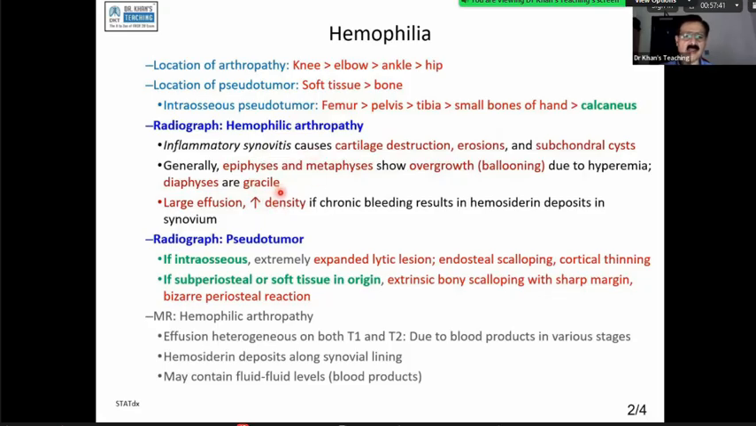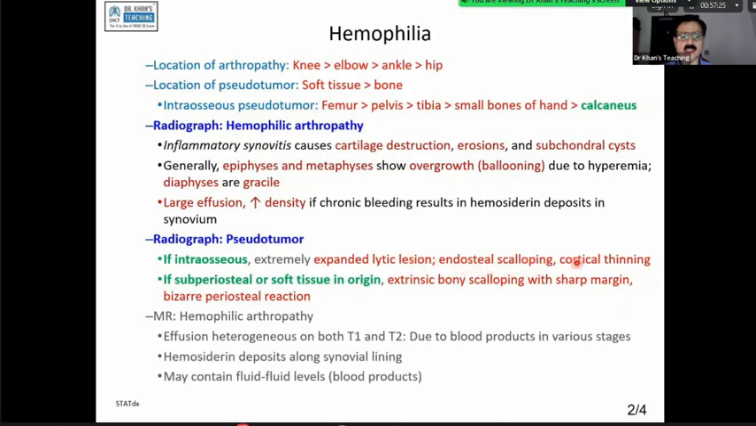On the other hand, when there are intraosseous bleeds, it will produce an expanded lytic lesion, and there will be endosteal scalloping. So where is this lesion? It is in the medullary cavity.